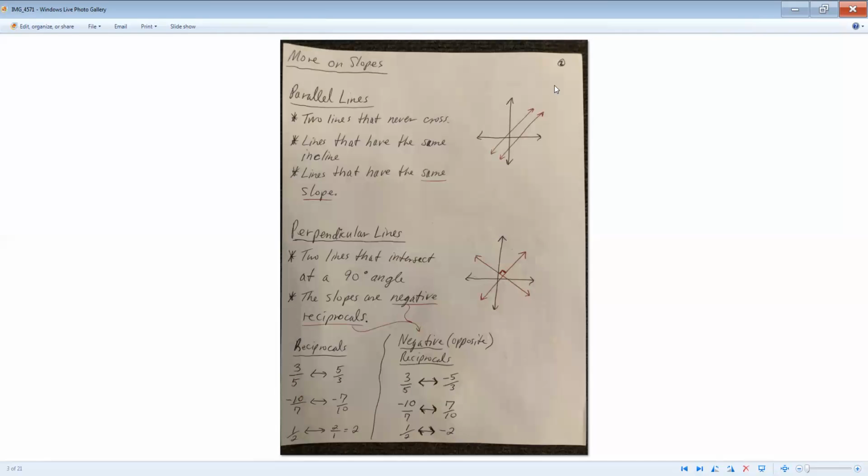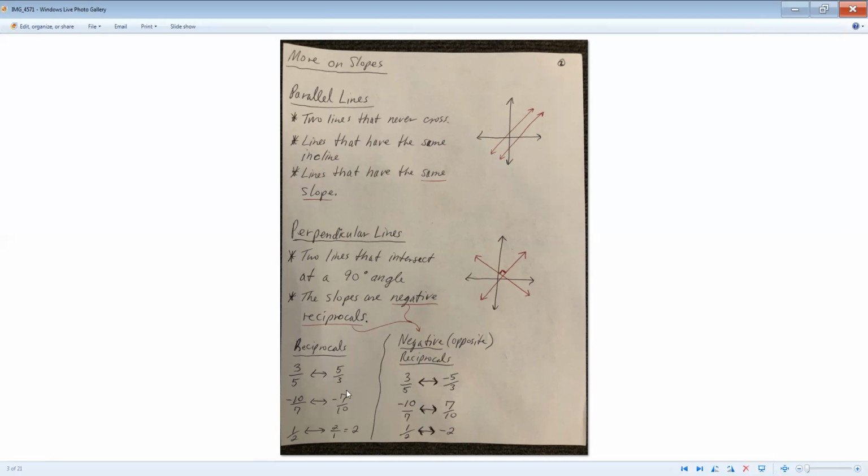A few more things on slopes, parallel lines. You have parallel lines when 2 lines never cross and they have the same incline. In other words, they have the same slant. That means they will have the same slope. Perpendicular lines, the 2 lines that intersect at a 90-degree angle, their slopes will be negative reciprocals of each other.